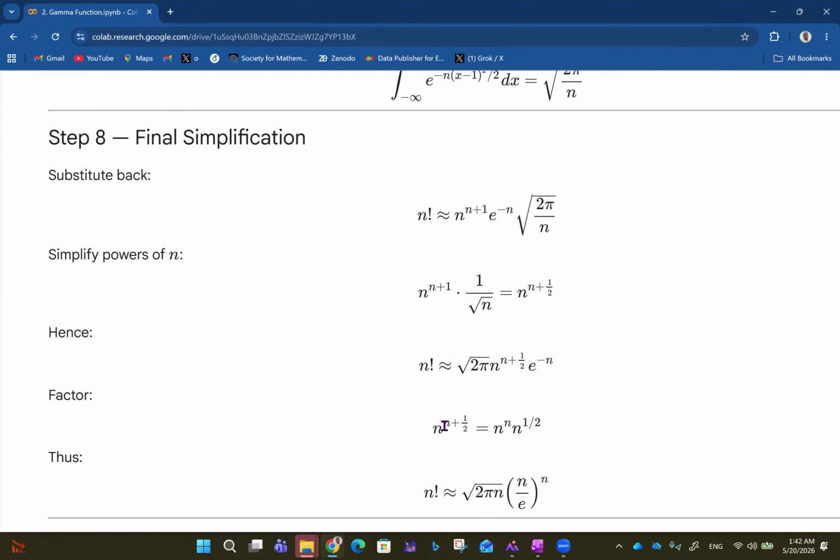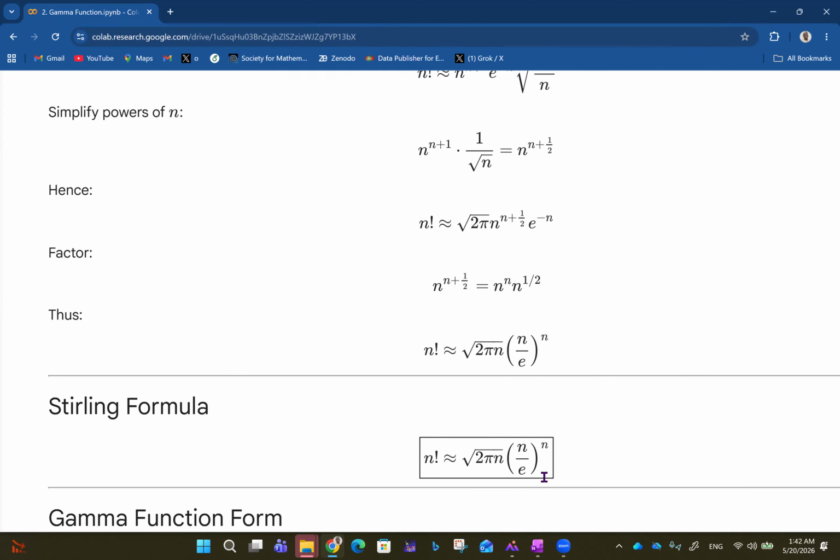Then if you factor that, n raised to n plus half is n raised to n times n raised to half. So if you put all of that together, then you have square root of n coming to this place, and then n over e raised to n. And that's where you get the Stirling formula from. So n factorial for very large numbers is approximately square root of 2 pi n into n over e, all raised to power n.